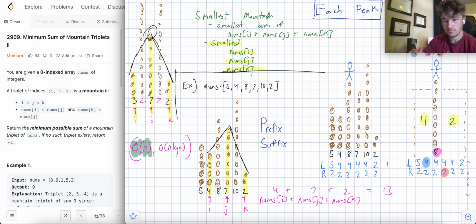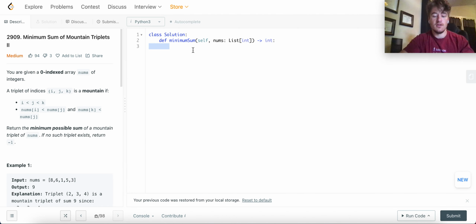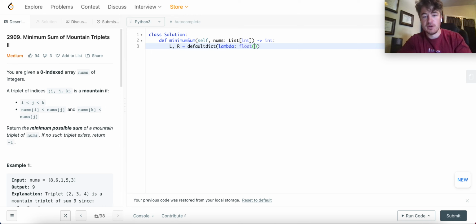All right. So let's go ahead and code this. So we have our left array. Now I'm going to make them default dicts to make our life easier. So left equals defaultdict. And then we'll just set the minimum value to infinity because that's going to get replaced with whatever value is actually in the array. All right. Now let's take our little traveler, and let's find the smallest ith value and the smallest kth value for each value.